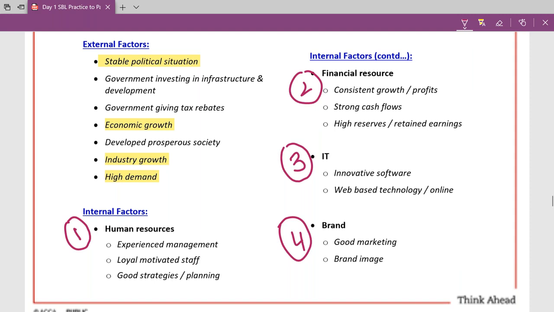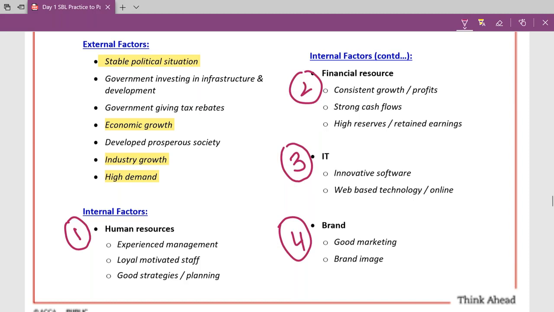Come on, repeat with me: human resource, financial resource, IT, brand. Please memorize these four things. Whenever you need to comment on internal factors, the most important is human resource. Then we need to talk about financial resource. Then you need to talk about technology, and then brand. Remember this list. Very, very critical. That's why I made you repeat it 3 times.